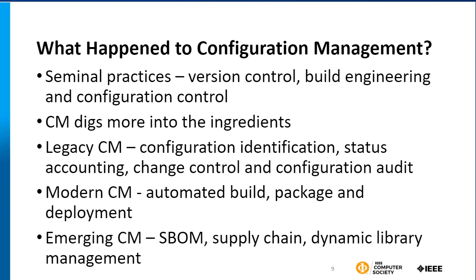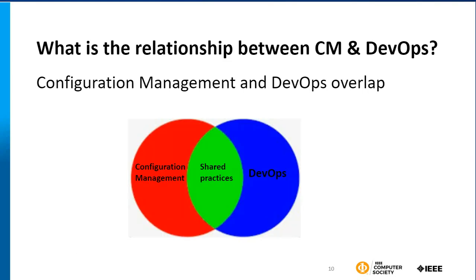We also have modern CM, which involves automated build, package, and deployment. And there are some emerging practices around the software bill of materials, supply chain, and managing dynamic libraries. That is very much the work of the new IEEE Configuration Management Working Group. Join us in those meetings if you're interested in how configuration management is evolving. And both DevOps and configuration management are evolving fast. There are a lot of opportunities for us to improve the security and reliability of systems, and we are running with that and really focusing on how to develop systems that are inherently built to be verifiably secure and verifiably reliable, free of defects.